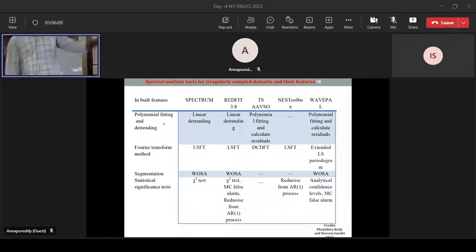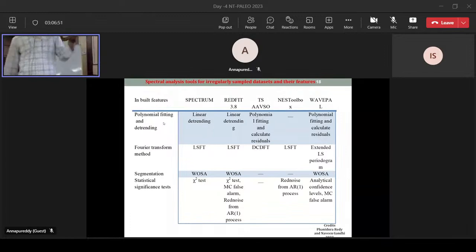So there are Spectrum, Redfit, TS Aviso, and then the Nest toolbox, Wavepal. This Spectrum is the one I was mentioning. The same method is used in Redfit, but it has an autoregressive function which gives the red noise data. You can exclude peaks based on the false alarm values, to check whether the periodicities are really there or not. And TS Aviso uses a date compensation discrete Fourier transform. Once you read about it, you will understand.